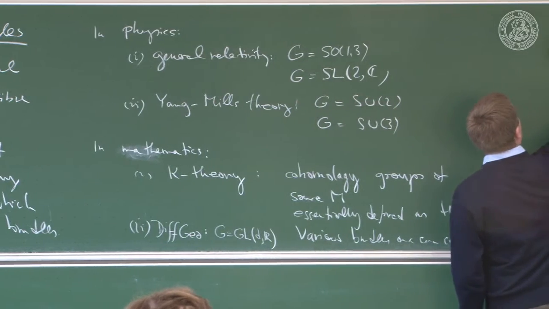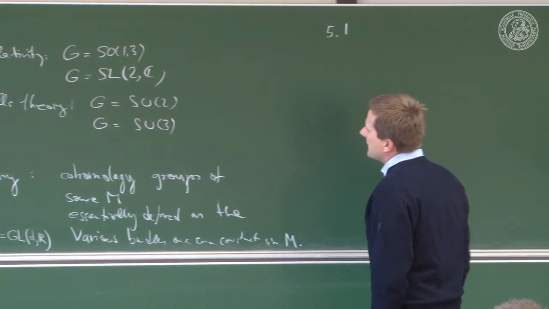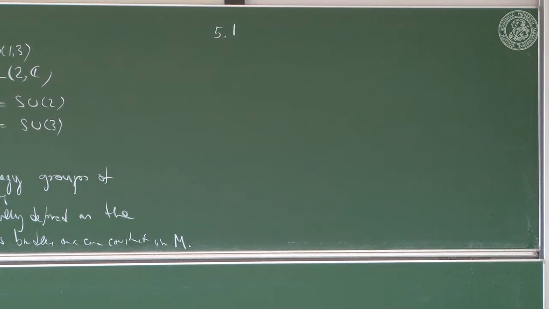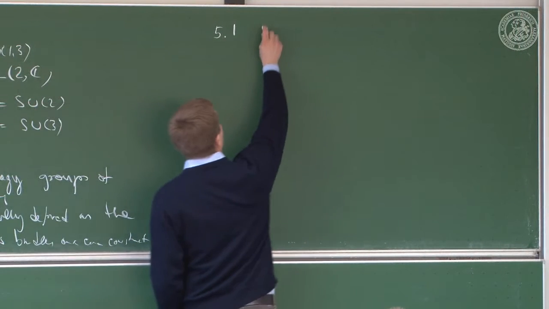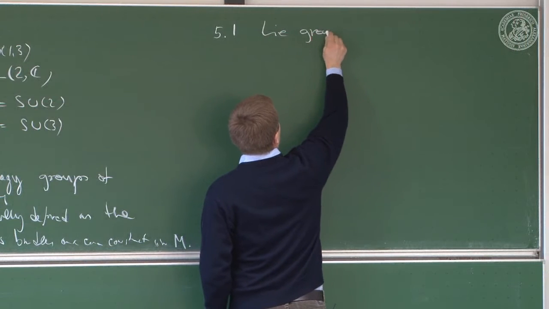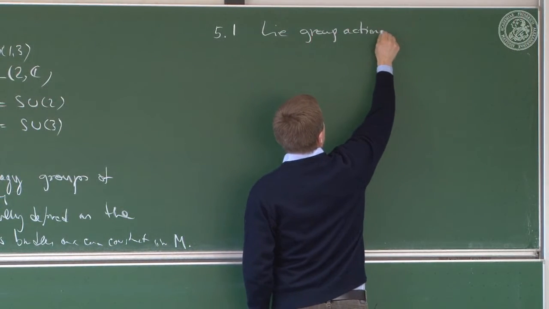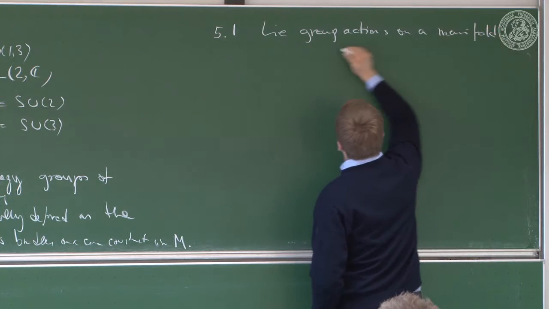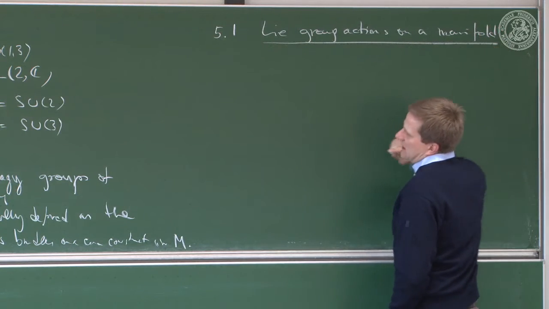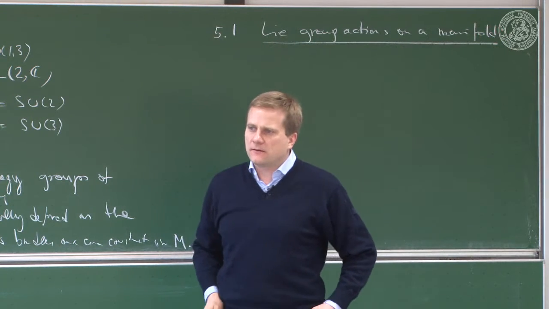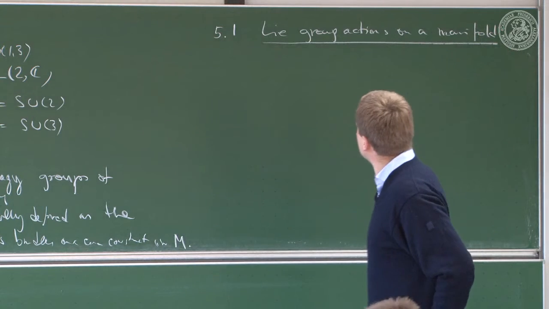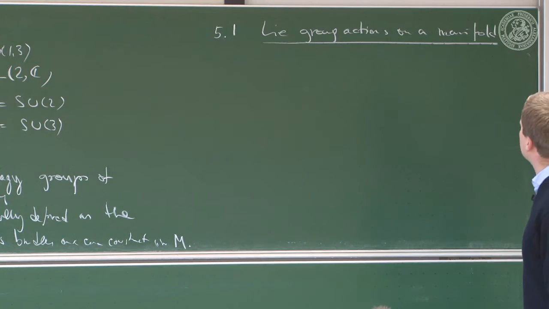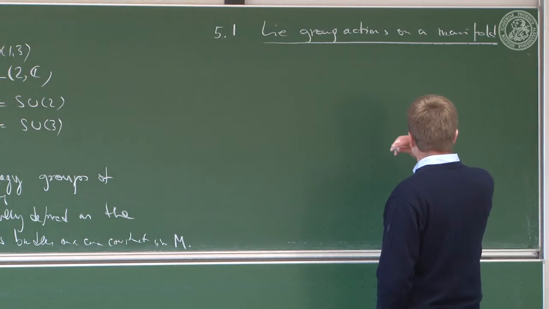And then we come to 5.1. We need to prepare this whole business, and that's Lie group actions on a manifold. This is a topic we could have discussed under the chapter 4 heading of Lie groups, but in fact it really fits here so well. We have it as a preparation, 5.1.